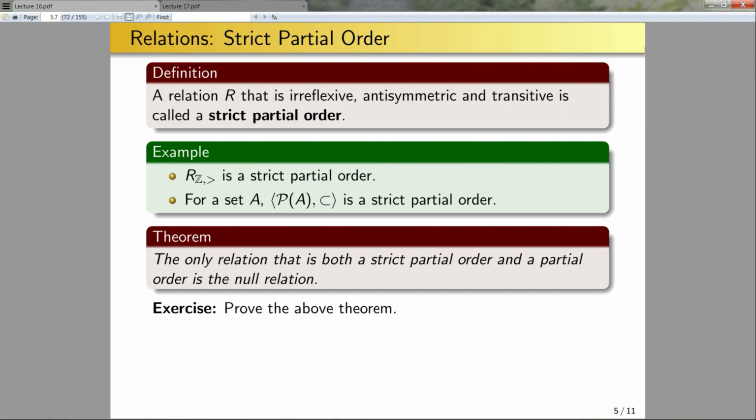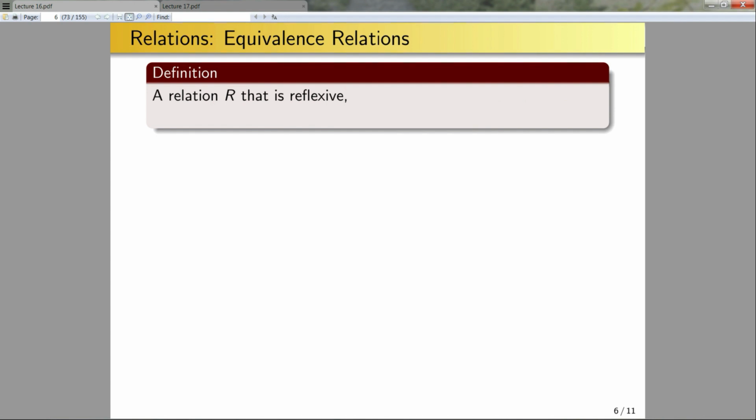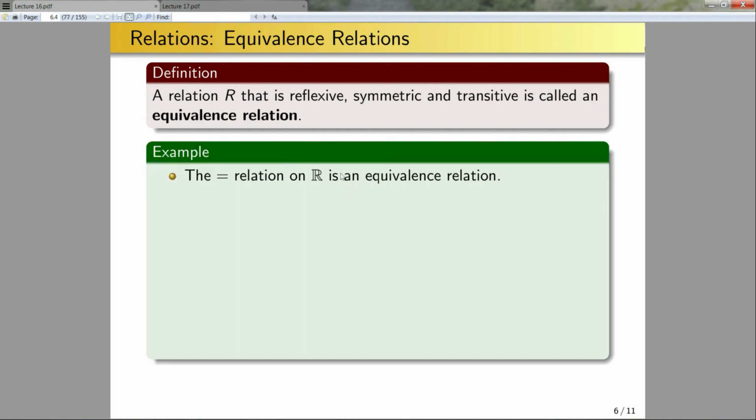So now let's change topic again. Equivalence relation. A relation that is reflexive, symmetric, and transitive is called an equivalence relation. So you're actually familiar with equivalence relations. You've used them in the past, and I've introduced some of them during this course. So let's give a few examples. The relation equals on the real numbers is an equivalence relation.